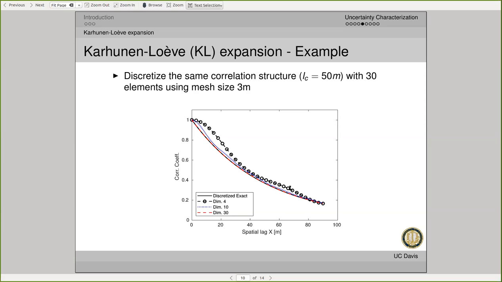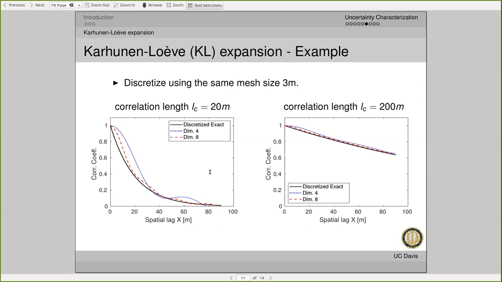That's true. And also, even in this case you have a very refined discretization. I don't think you really need to go to 30 dimensions. For example, you can go to dimension number 10, which is already quite a reasonable accuracy, right?